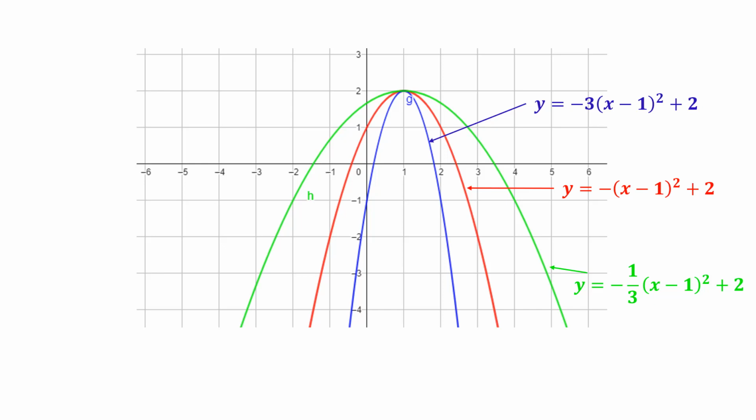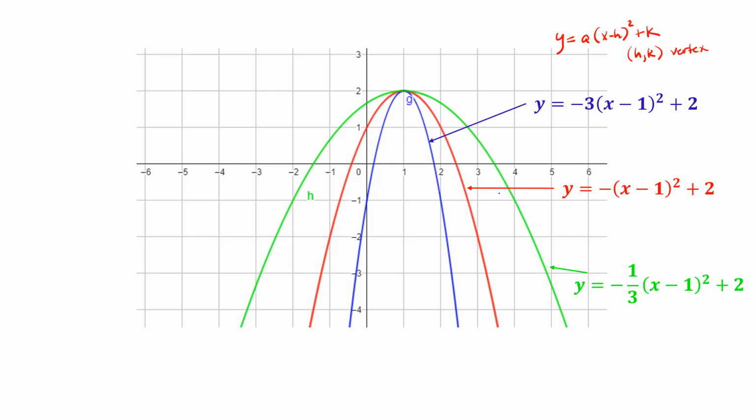Okay, so we're going to talk about parabolas that have some number that is multiplied by the square term. So remember, a parabola is y equals something times x minus h, quantity squared, plus k, where (h, k) is the vertex.